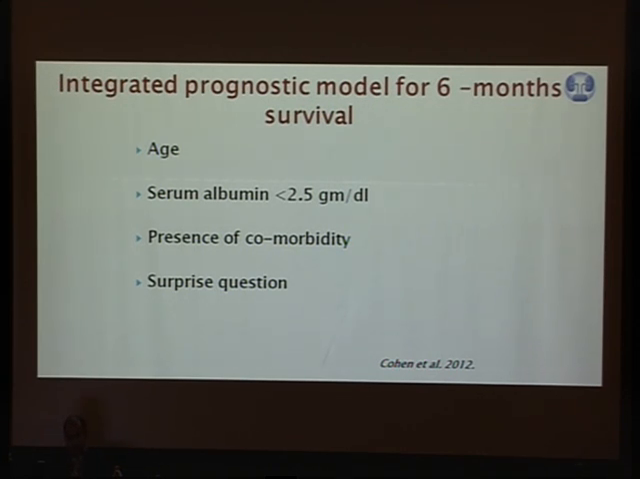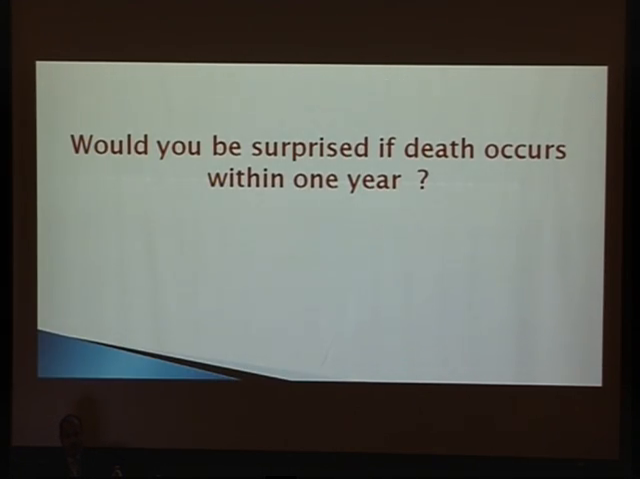pushes the researchers to highlight four main factors that may affect the outcome of the patients and will encourage us to think about palliative care and end-of-life management. The first one is age, and whether the patient's serum albumin on presentation is less than 2.5 grams per deciliter, or the presence of other comorbidities, and answering no to the surprise question. So what's the surprise question? The surprise question is for physicians, not for the patient. If I ask the patient's physicians, would you be surprised if this occurs for this patient within 1 year? If the answer is no, this will encourage us to go through palliative care management more than starting hemodialysis.